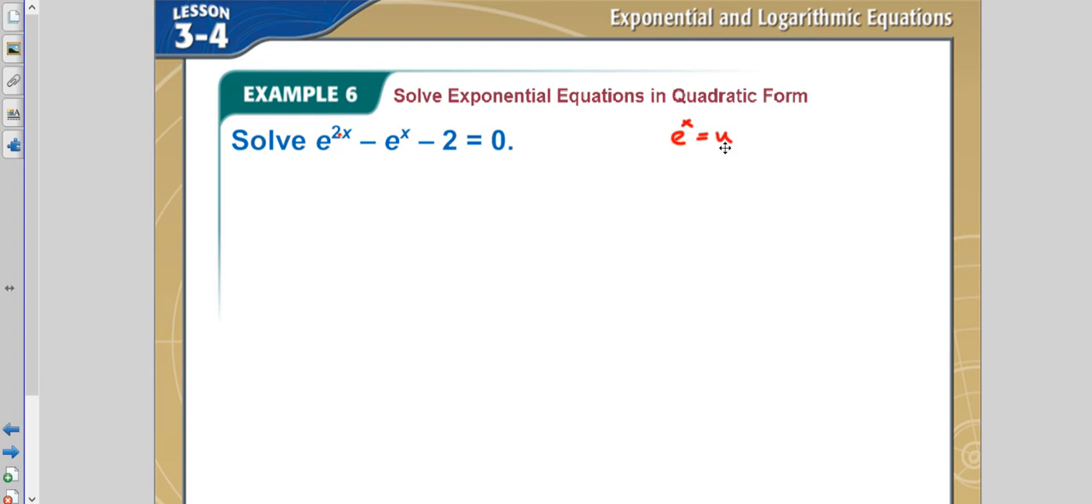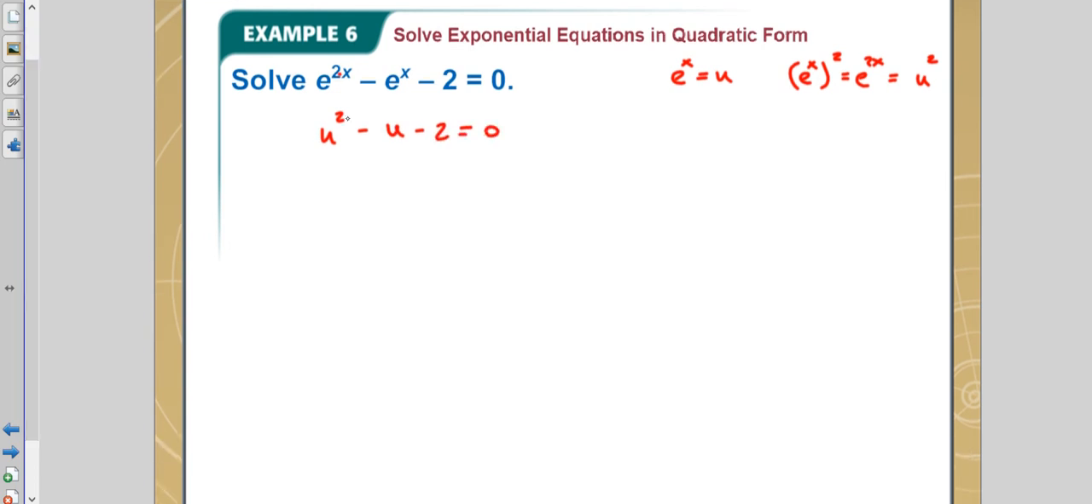So if e to the x equals u, then that means e to the x raised to the second power, which, by the way, is how this problem starts, which is if you multiply power to power, is e to the 2x, would equal u squared. So I just kind of jumped around from here. I've taken this and said that's equal to e to the x times 2, which is the same thing as u squared. So I'm going to use u substitution and change this to u squared minus u minus 2 equals 0.